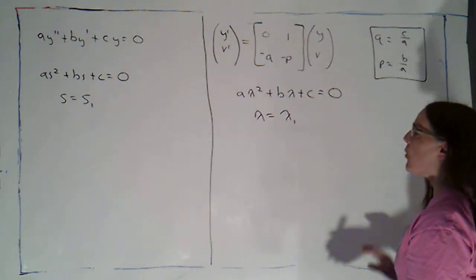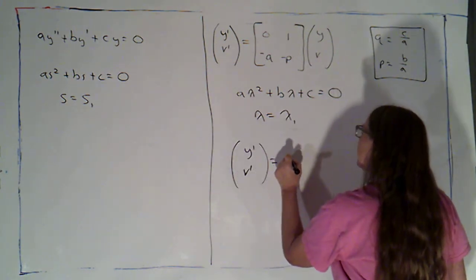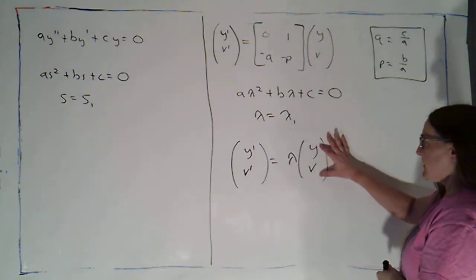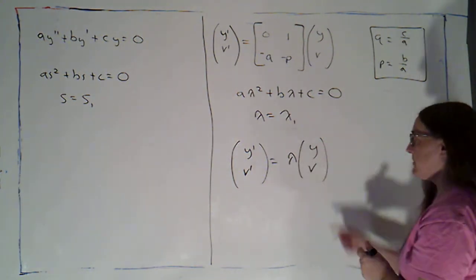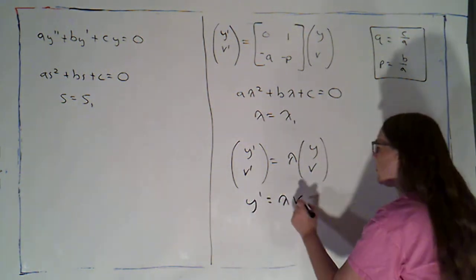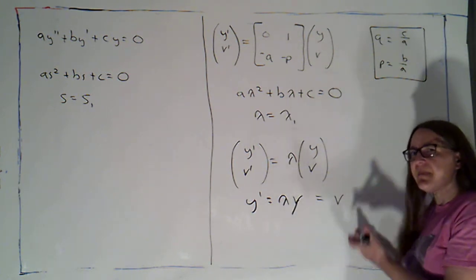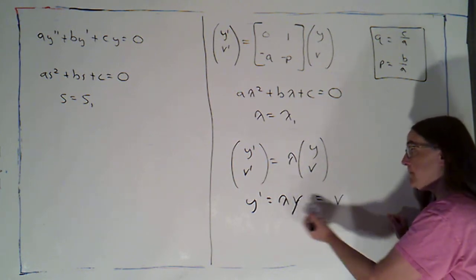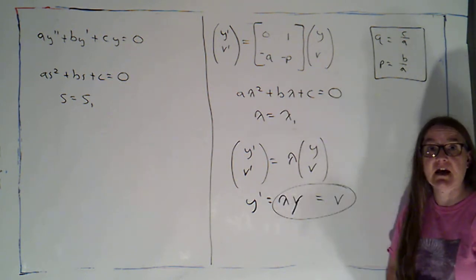And let me just show you why. If that were the case, then I would know that (y', v') was just lambda times (y, v), because if this was the zero vector, that's always true. And if it's not the zero vector, it would be an eigenvector. So that would tell me that y prime was equal to lambda y. But I've got that y prime has to equal v, and that's a different relationship. Now, there may be some values of y and v for which both relationships could be satisfied, for which v would actually equal lambda times y.